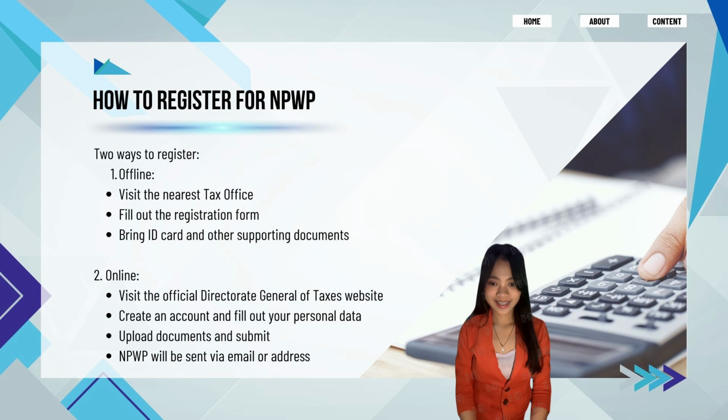The process of getting an NPWP is actually not complicated. You can register in 2 ways, offline and online. If you go offline, you can visit the nearest tax office, fill out the form, and bring your ID card and other required documents. But nowadays, most people prefer to register online through the official website of the Directorate General of Taxes. You just create an account, fill out your personal data, upload the required files, and submit.